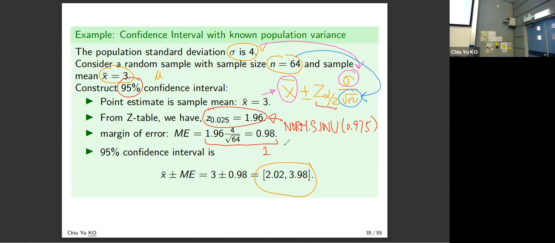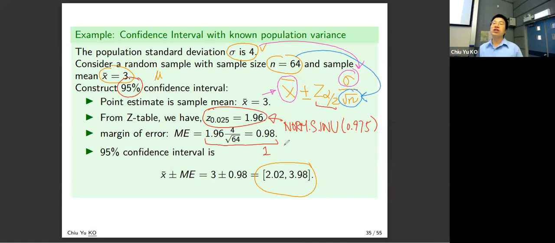Is that clear how you do it? Okay, so yes. Very good question. Before we do it, there's a 95% probability that what we do will include mu. But a very good question is why have a confidence interval?